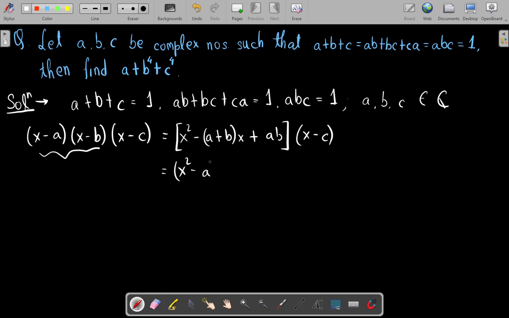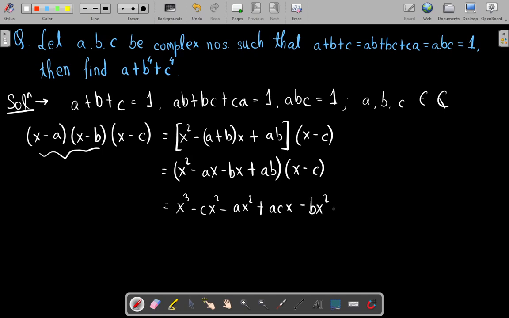So after opening the bracket, we get (x square minus ax minus bx plus ab) times (x minus c). Okay, so if we further multiply these factors, we get x cube minus cx square, minus ax times x is minus ax square, minus ax times minus c is plus acx, then minus bx times x is minus bx square, plus bcx, then plus abx, and then plus ab times negative c is negative abc, right?